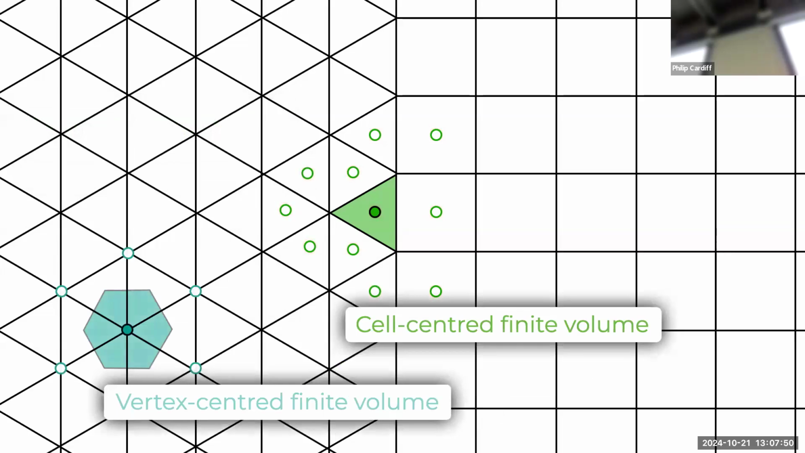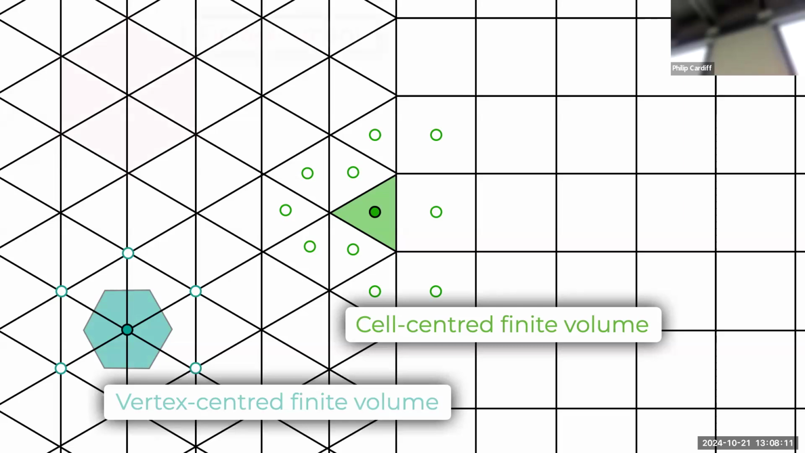But there are other finite volume methods. So there's vertex-centered finite volume, which is not the same as finite element. You can store your unknowns at the vertices of your mesh, and then you can integrate over what they call a dual mesh. So they will make a control volume around each of these nodes, and they integrate what's flowing in and out of each one of those.